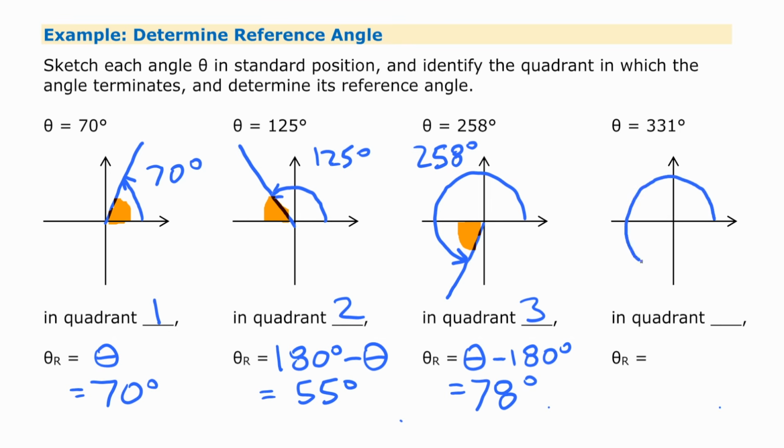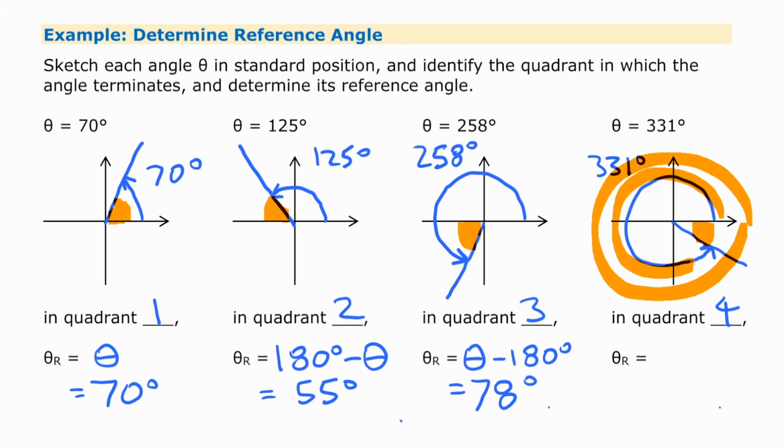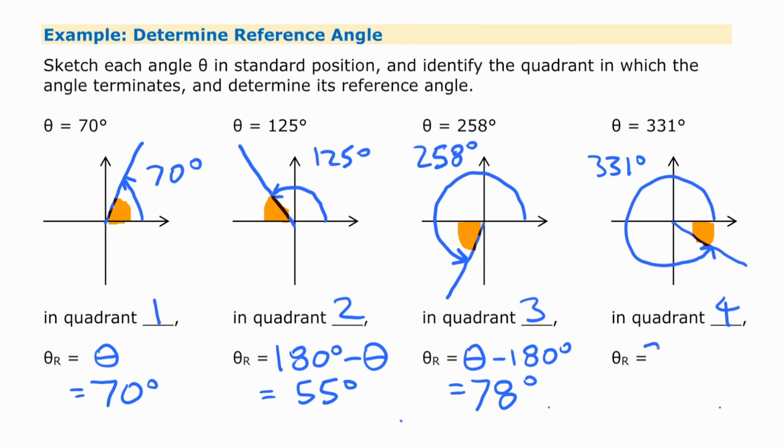331 here, almost all the way around, just shy of it there. Terminal arm somewhere there, 331, which is obviously in quadrant 4. Now, the reference angle in quadrant 4 is that little bit forward to the x-axis. So in order for us to find that, we take one full turn and subtract the angle itself, and it'll leave us with this leftover bit here. So theta r is going to be 360 degrees minus theta, which leaves us with 29 degrees. All right, so that is reference angles and how to find them.